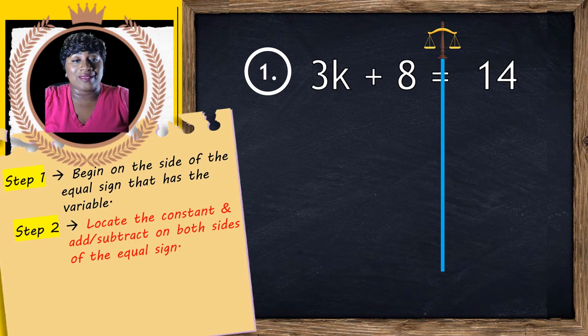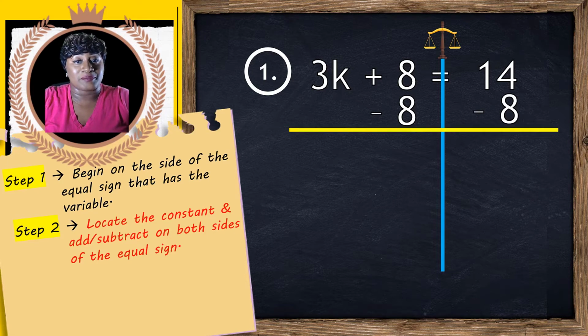We see that the constant is 8. 8 is the number that stands alone. Since 8 is being added, we will use inverse operations and subtract 8 from both sides of the equal sign. To balance the equation, we'll now be left with 3k equals 6.